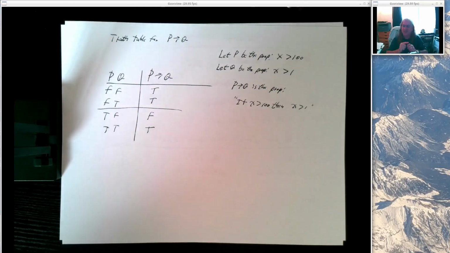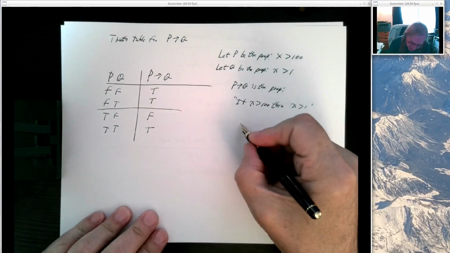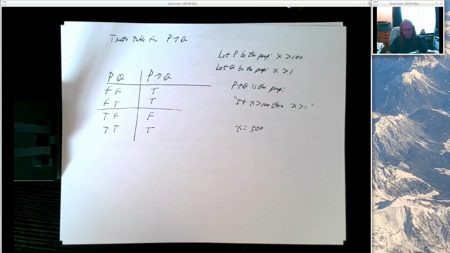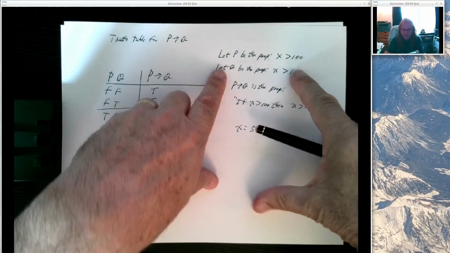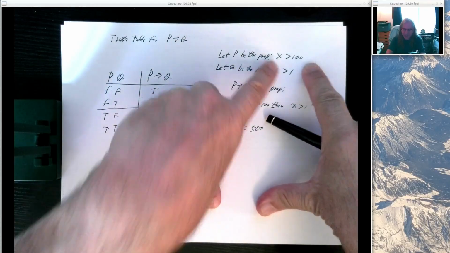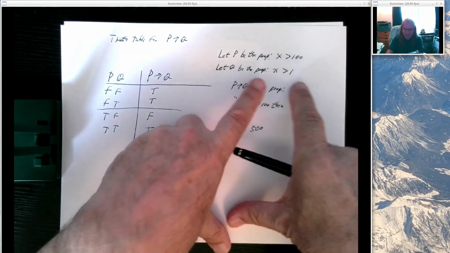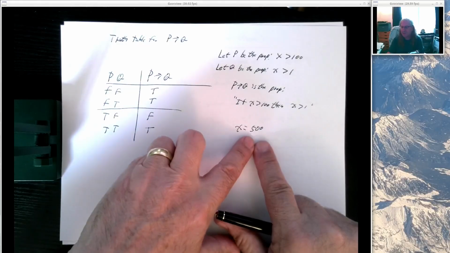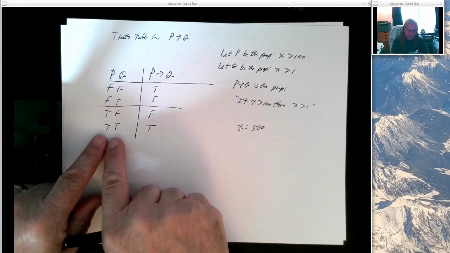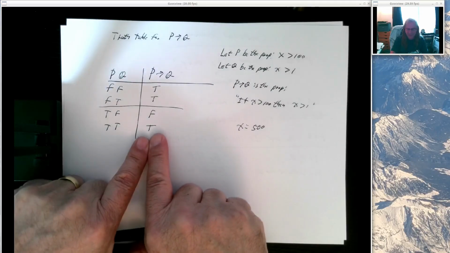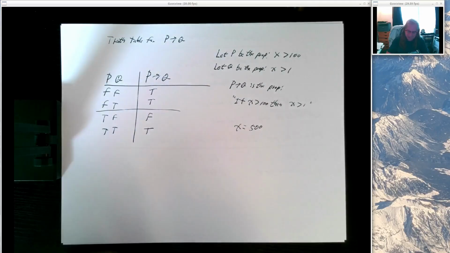So let's look at some particular values of x. Suppose x equals 500. Well, proposition P says x is bigger than 100. Well, 500 is bigger than 100, so P is true. Q says x is bigger than 1. 500 is bigger than 1. Q is true. So we're in this case down here. P and Q are both true. And yeah, if P then Q, that's also true.